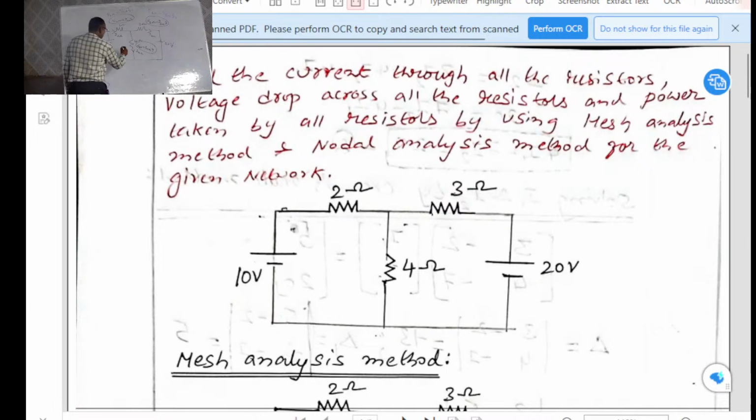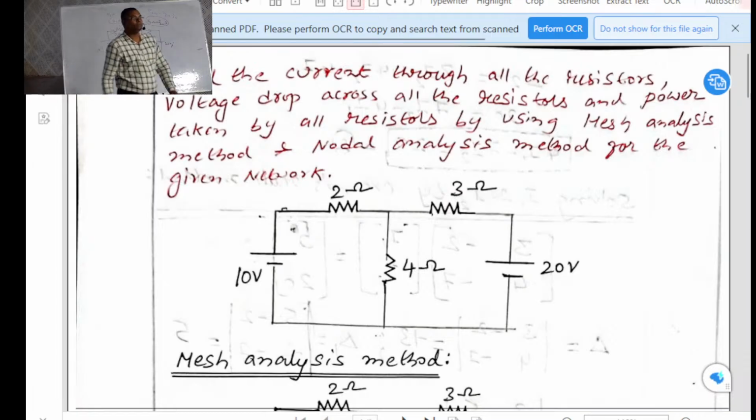Voltage. Now P, 4 ohms, current into voltage. Now tell me the units. What is the units for this one? Amperes. What is the units for this one? Volts. What is the units for power? Watts.